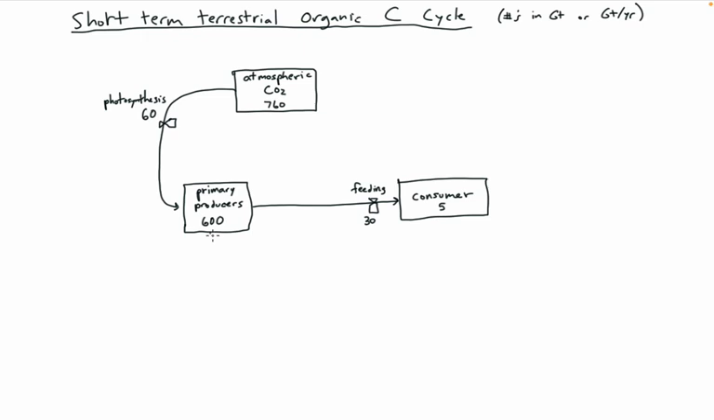What we're missing here is right when the leaf fell off the tree and entered the soil, right? That process. So let's call that death. And it turns out that happens at a rate of around 30 gigatons per year.